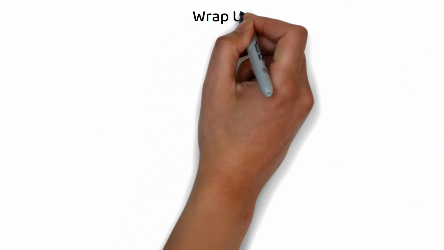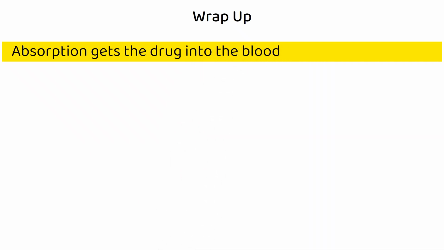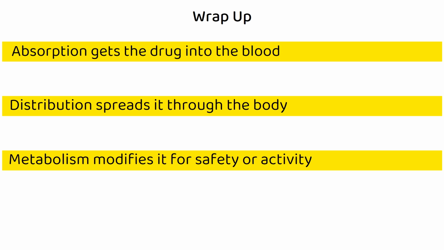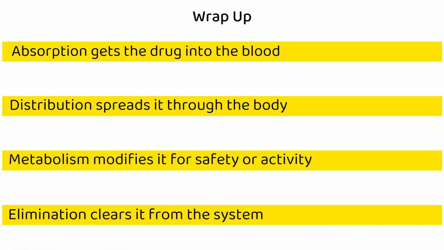So to wrap up, absorption gets the drug into the blood, distribution spreads it through the body, metabolism modifies it for safety or activity, and elimination clears it from the system.